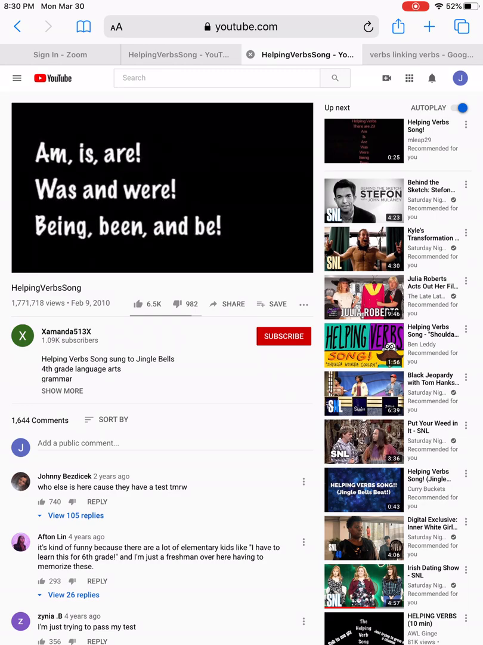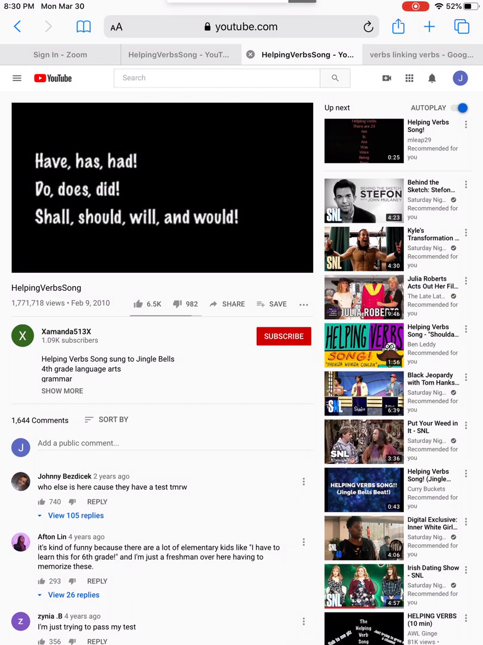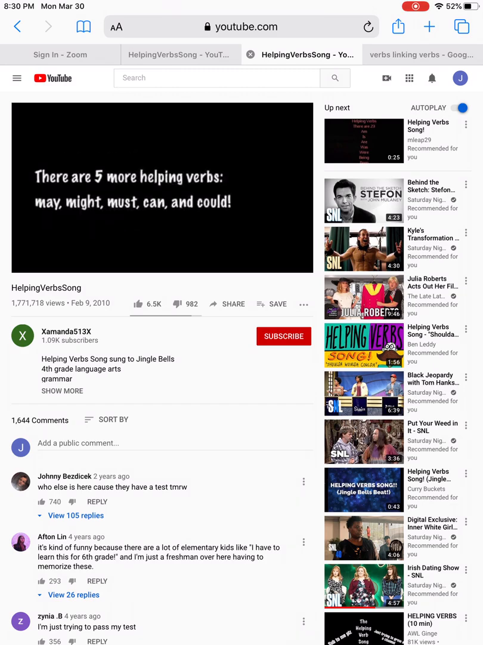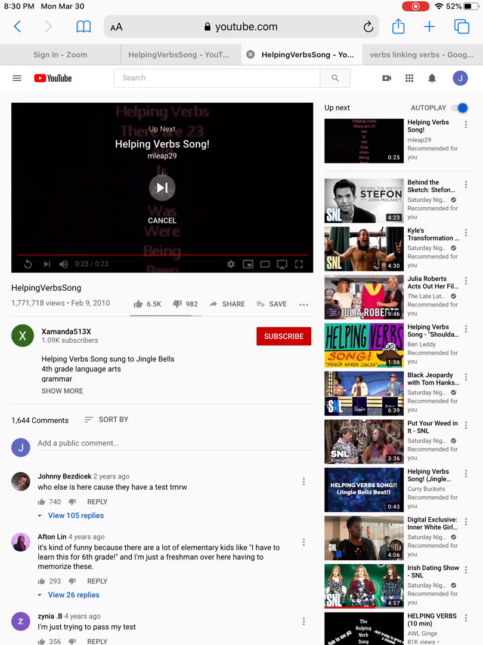Helping verbs, there are 23. Am, is, are, was, and were, being, been, and be. Have, has, had, do, does, did, shall, should, will, and would. There were 5 more helping verbs, may, might, must, can, could.